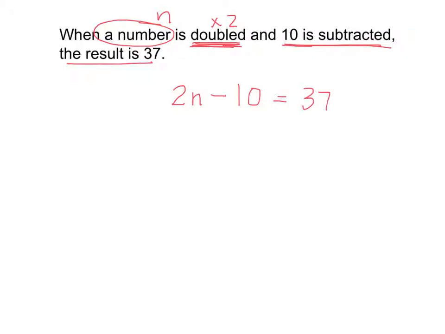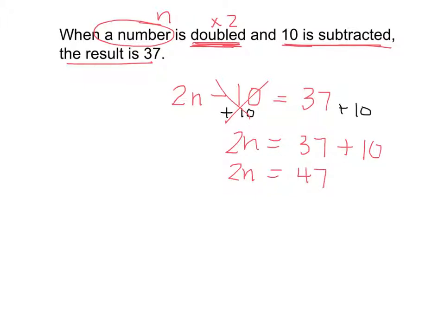Okay, let's solve this. What's the first thing we want to get rid of on the left side? The 10. Good. What's the opposite of subtract 10? Add 10. So what do we have to do to the right side? Add 10. Good. And we're left with 2n equals 37 plus 10. What's 37 plus 10? 47.